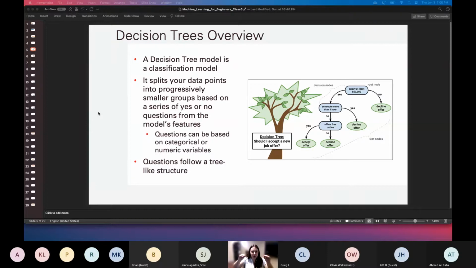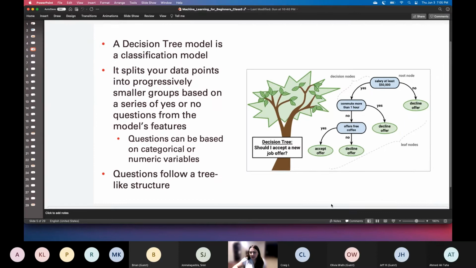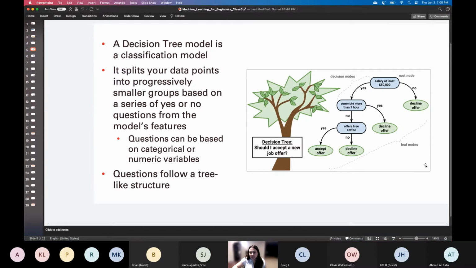It splits your data into progressively smaller groups in something that looks like this tree diagram here. And I'm going to zoom in. I try to stay outside of full screen mode so I can go between code and slides. But you can see here, this is just a small example of what a decision tree may look like, predicting whether I should accept a job offer. The salary being at least $50,000 would be the first node. And then you would go down the tree, and as you answer questions, it's going to split off pieces of your data into those smaller groups until we get to the last nodes here.